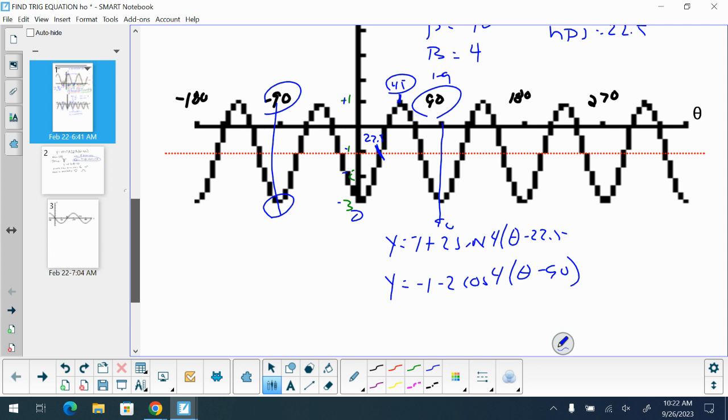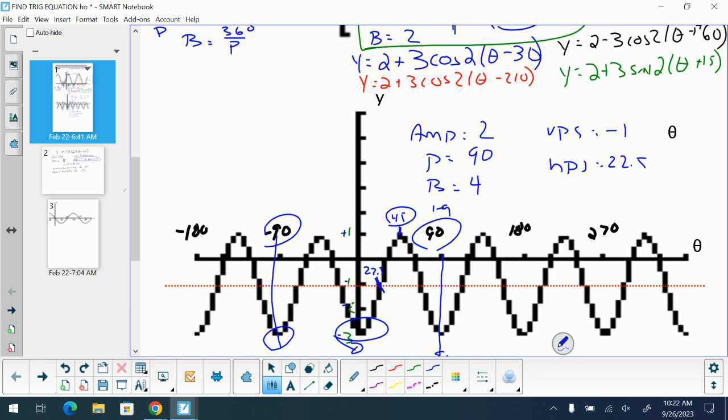Anybody use the horizontal phase shift of 0? The nice thing about 0 is you're at a valley, so you have y is equal to -1 minus 2 cosine of just 4 theta. And you're at a valley here. You don't have theta minus or plus anything because you have theta minus 0, which is just theta. So you have that there also that you can utilize.